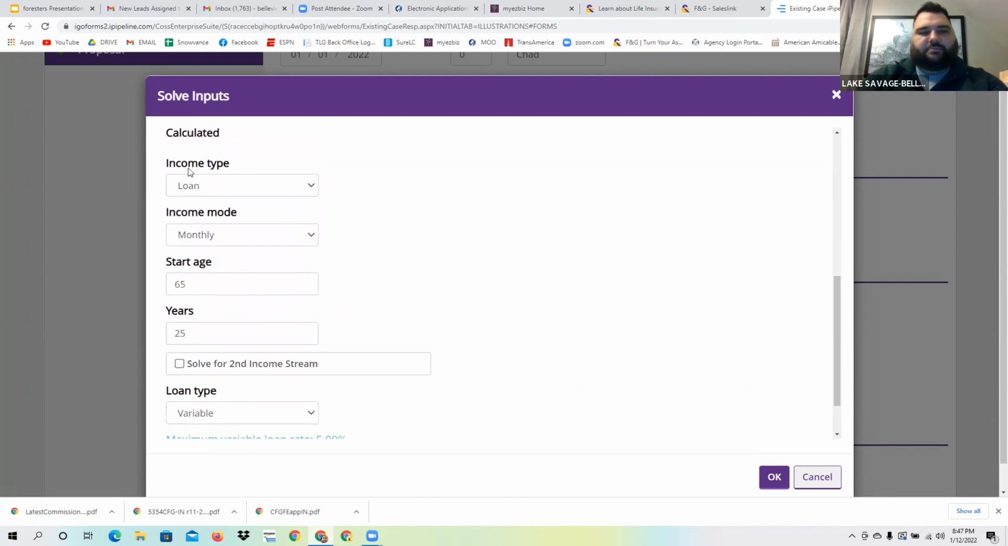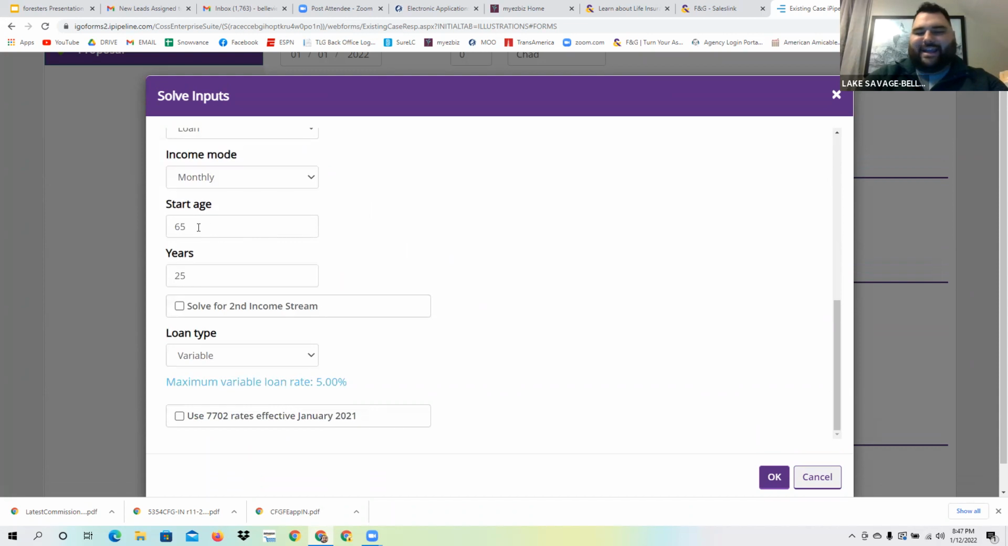Now we want to see income type, loan, monthly income mode, starting at age 65, and for how long you want that loan to last. Let's say 20 years. I mean, if we're being realistic, this child's going to have Social Security. So if they outlive past age 85, mostly everything will be paid off, hopefully. But that's a good chunk of change. 20 years, living past age 85 is a pretty good rate.